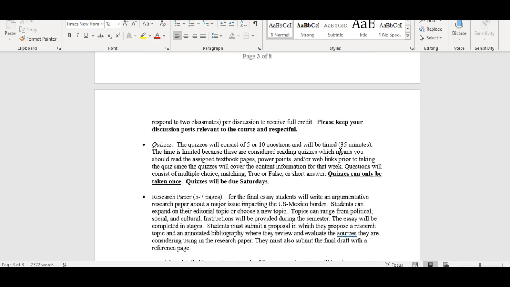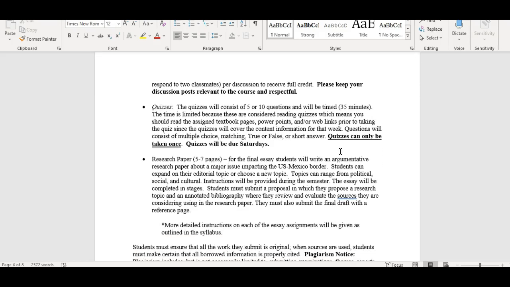Quizzes will be over the readings, and the quizzes are listed in the syllabus. So they are short quizzes, and make sure that you read before you take the quiz, because the quizzes are timed and you can only take the quizzes once. Quizzes are due on Saturdays, and I also want to point out that please do not take quizzes on your phone or on Internet Explorer, because I've had a lot of students who take the quizzes on the phone and the quiz shows up as blank. It says that no questions were answered.